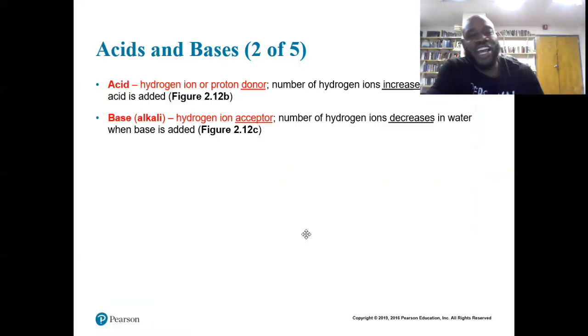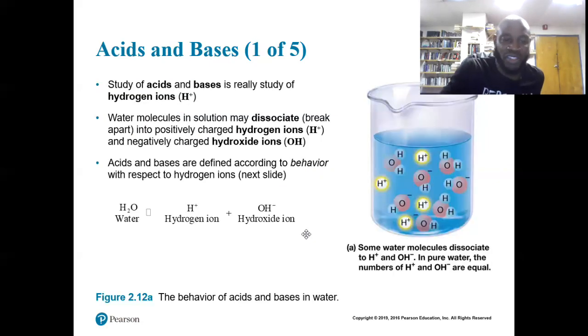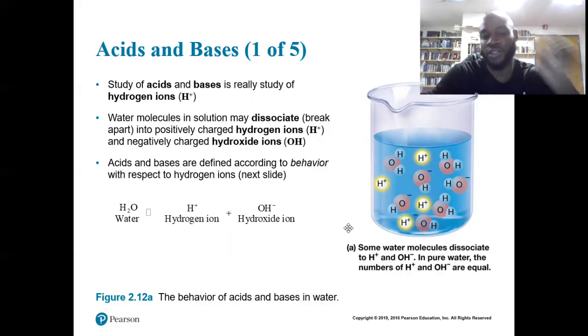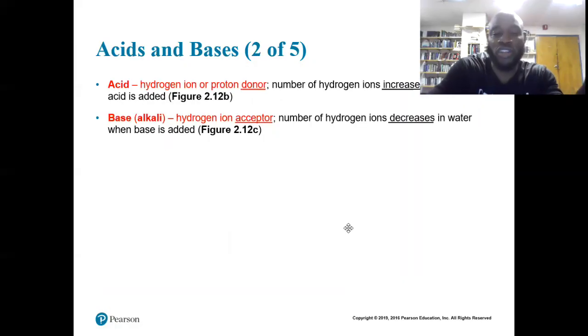An acid is a hydrogen ion or proton donor. Remember, this hydrogen ion, H plus, is basically just a proton. A hydrogen ion is a proton with no electron, because the electron has been removed and pulled off by the OH negative. So an acid is a hydrogen ion or proton donor. The number of hydrogen ions increases in water when acid is added.